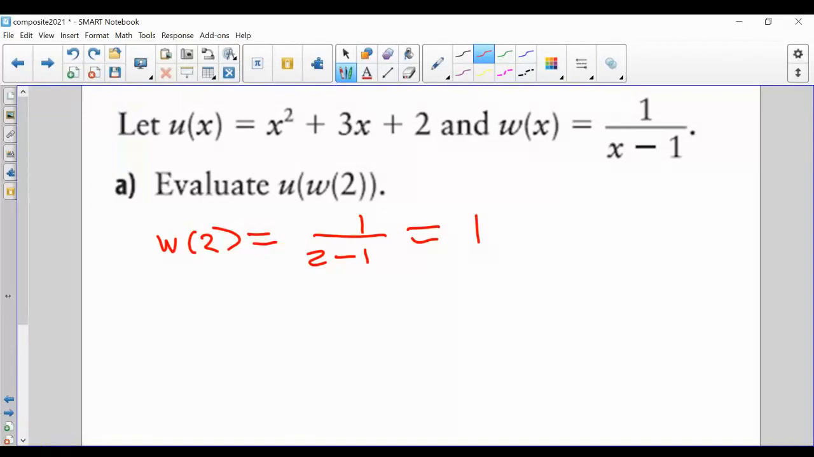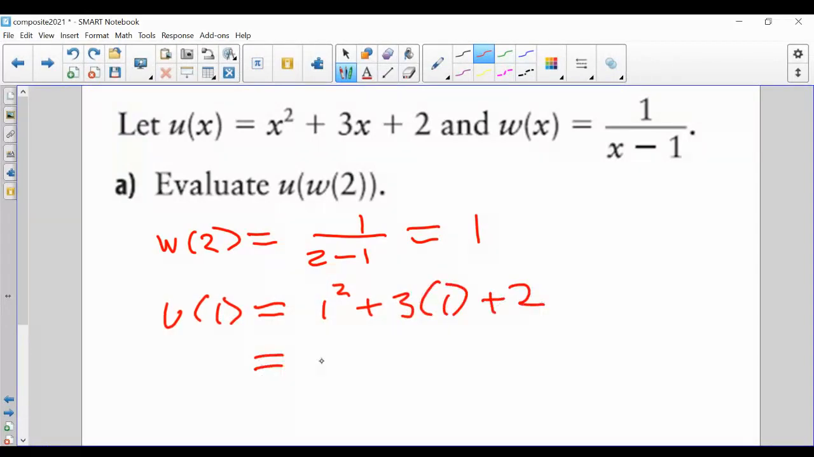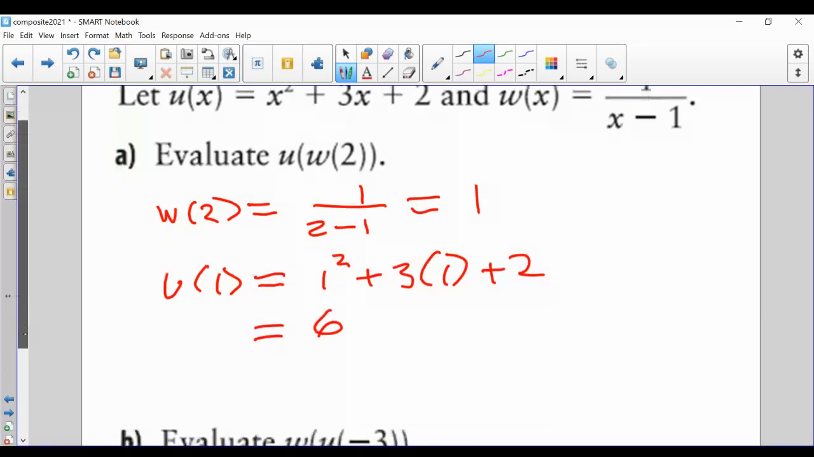Now what do I do? What's the next step in the process? Find the u of 1. There you go. So now I'm going to take the u of 1, just putting it into the u function. So it's going to be 1 squared plus 3 times 1 plus 2. And that's equal to, what is that? 3 plus 2, 6. So clear enough, hopefully. Everybody okay with that? Hopefully that was even easier than the stuff we did with the table.